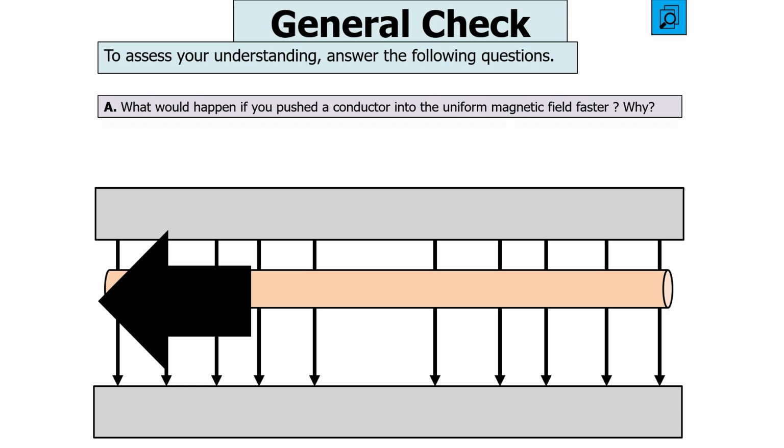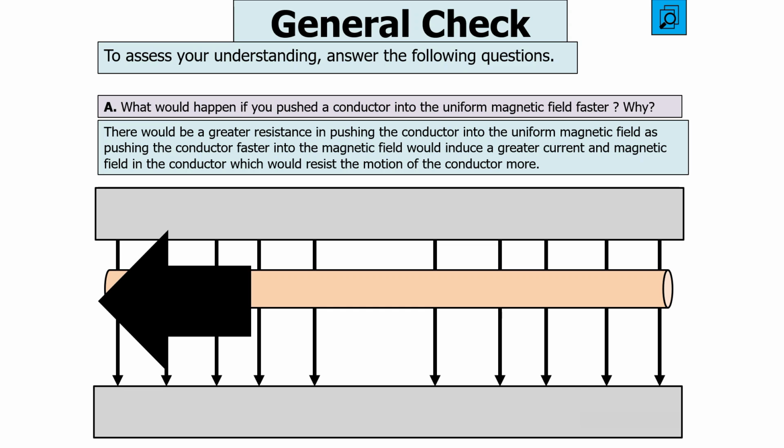What would happen if you pushed a conductor into the uniform magnetic field faster, and why? There will be a greater resistance in pushing the conductor into the uniform magnetic field, as pushing the conductor faster into the magnetic field would induce a greater current and magnetic field in the conductor, which would resist the motion of the conductor more.